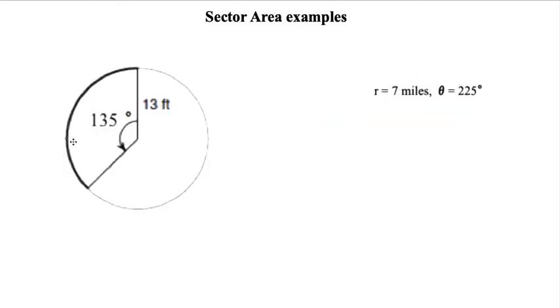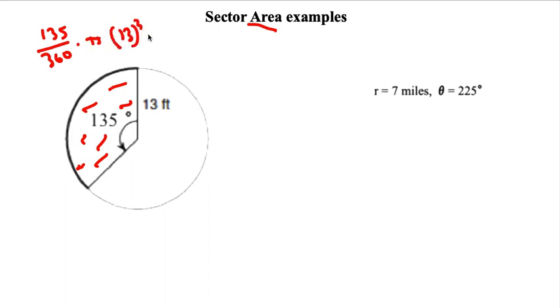Sector area, very similar, except now we're finding the area of that whole shaded region, which in this case is 135 degrees out of a possible 360, times, but this time because it's an area, it's going to be times pi r squared, or 13 squared. What does that work out to? Right around 199.1. Now please don't mess up the units: feet squared, because it is indeed an area.